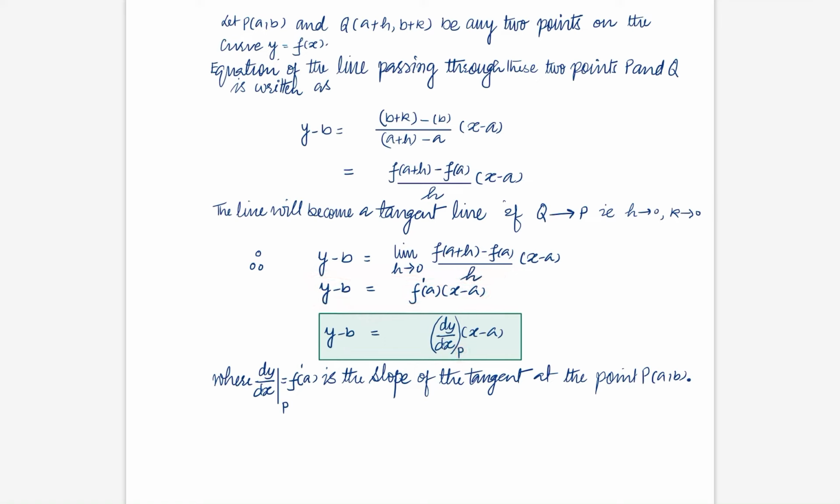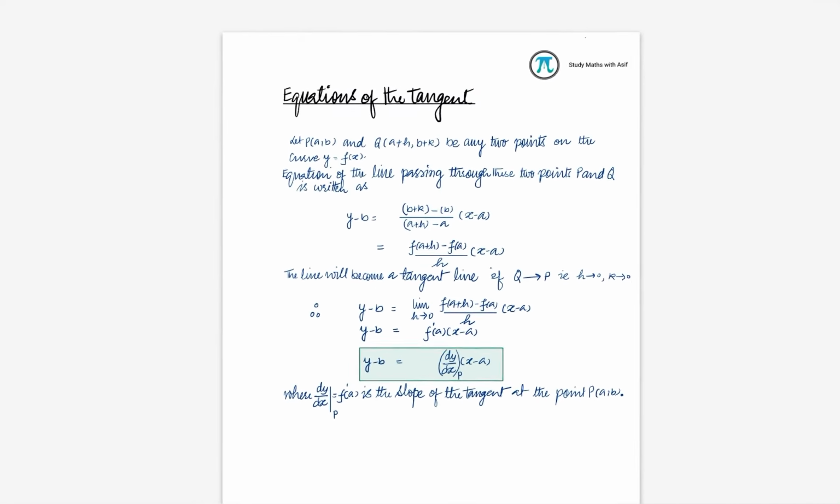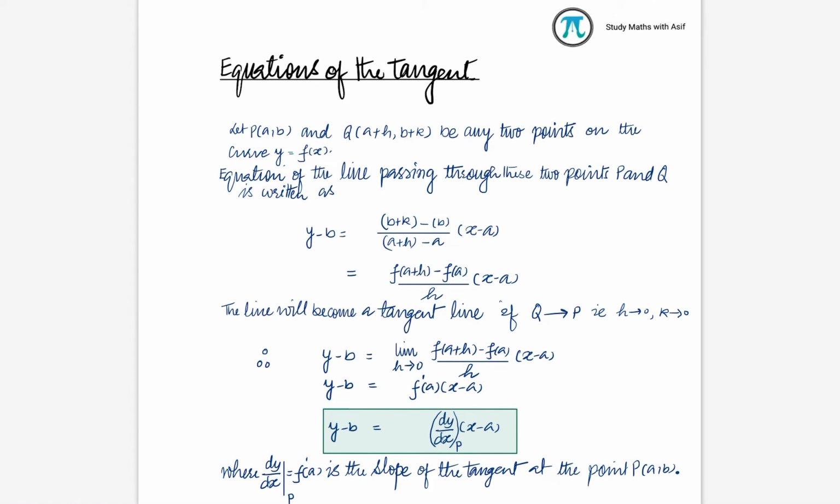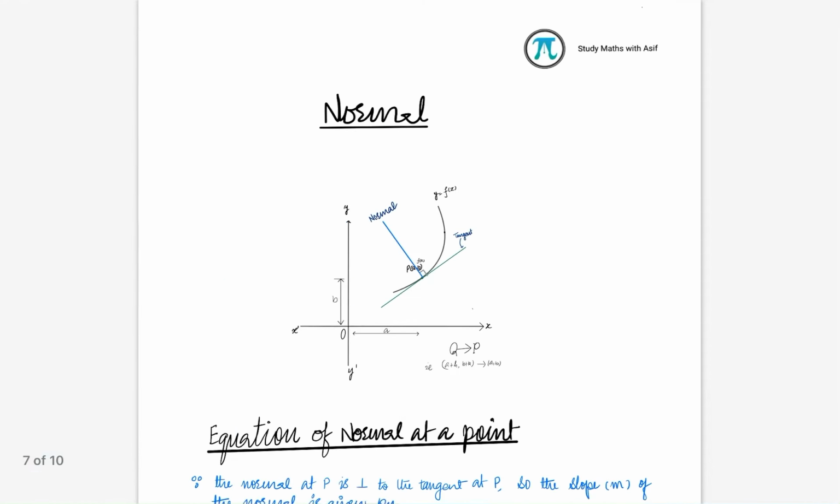So how to remember it? This is the point P bearing the coordinates (a, b). So this is y minus b and this is the slope and x minus a. In this way you remember the equation of the tangent. So hope you understand this. If you don't follow, please take a screenshot and repeat this video 2 or 3 times, then you will learn about the tangent. Now let's talk about the normal.